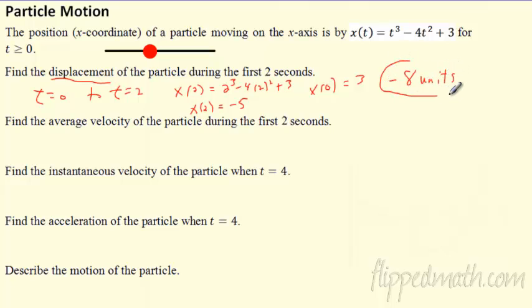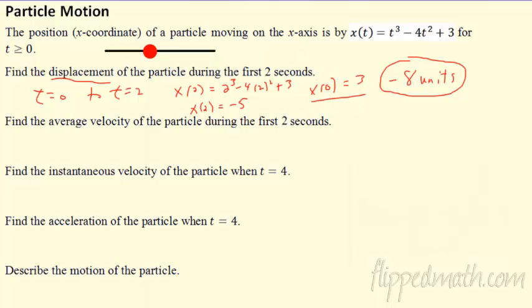Negative 8 units. Or it went 8 units to the left. It started at negative 5. Or I'm sorry, it started at 3. Whoa! The order's important here. It started at 3. It ended at negative 5. So it went 8 units to the left. So definitely, you got to start with this one first.